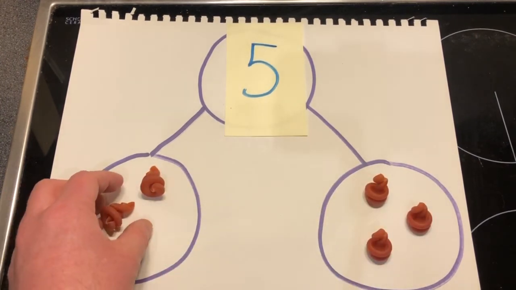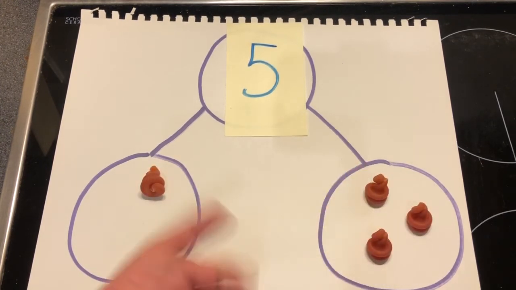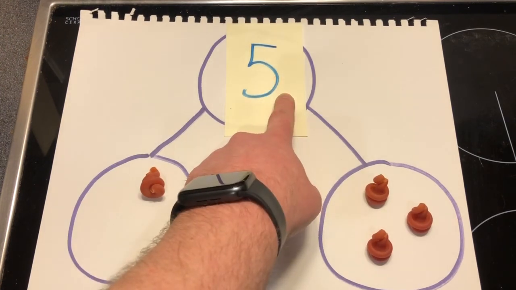Now, if I took 1 away, is it still 5? Yes or no? Why is it not number 5? Oh, because I've taken some away, which means there are fewer now, and it's not the number 5. How many's in this part? 1. How many's in this part? 3. Let's count them together. 1, 2, 3, 4. 4, but our whole is the number 5.